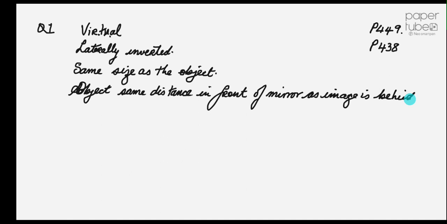Now there's 4 marks. If you look at the mark scheme, it says 4 marks: 1, 2, 3, 4. We know what virtual means, we know what laterally inverted means, same size, we know what that means, and as far as front and behind. Now I'm going to look at question number 2.